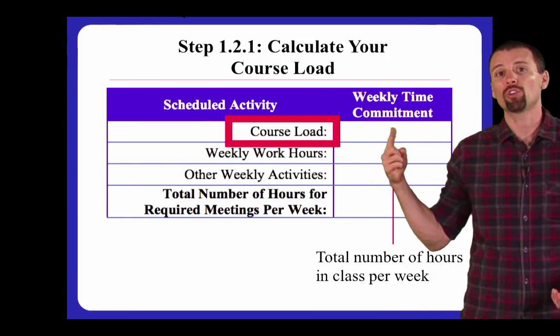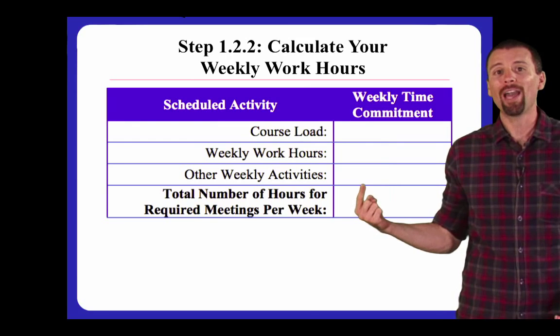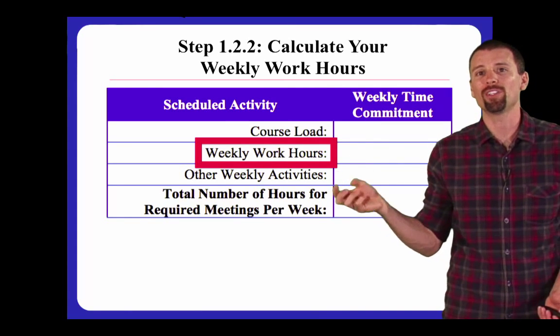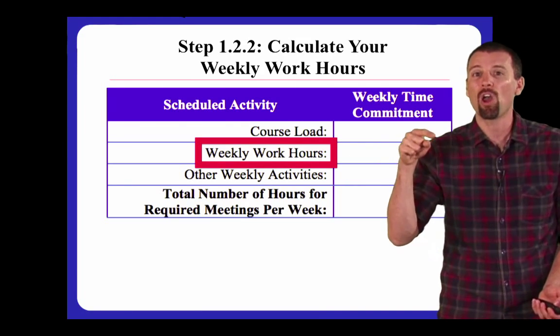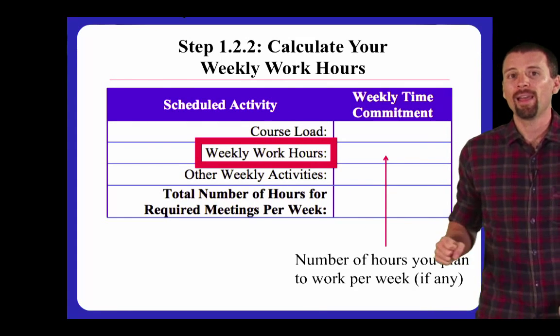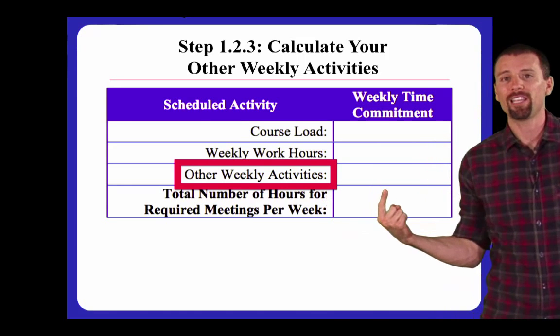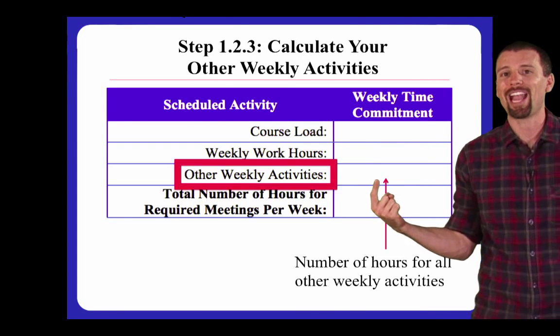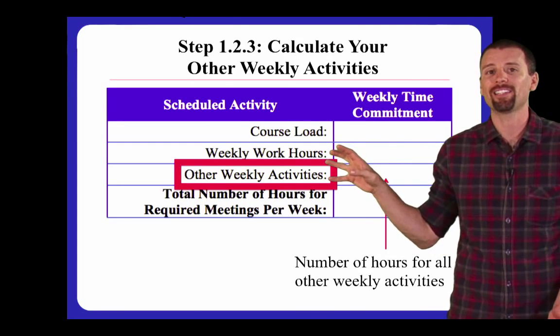After you've calculated your total course load, go ahead and put in your weekly work hours. So this is the number of hours you expect to spend working per week for the upcoming quarter. Finally, you want to go ahead and put in here the number of hours that you're going to spend doing anything else. So this is the other weekly activities.